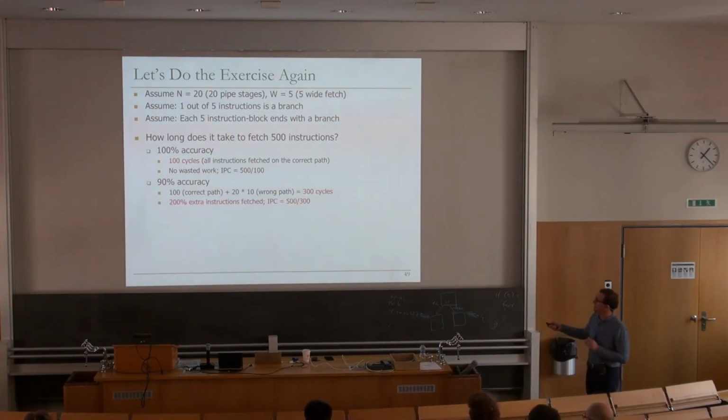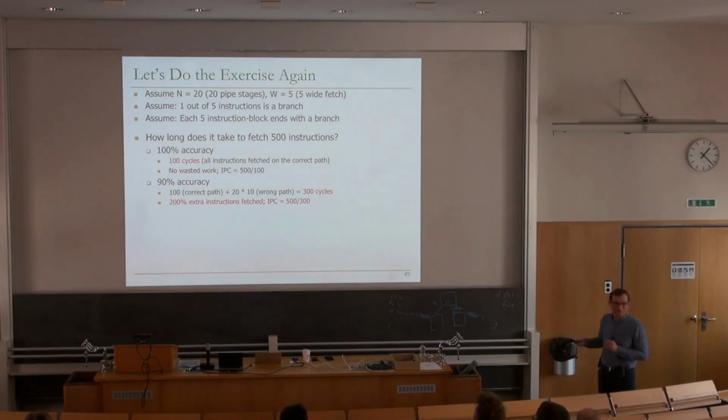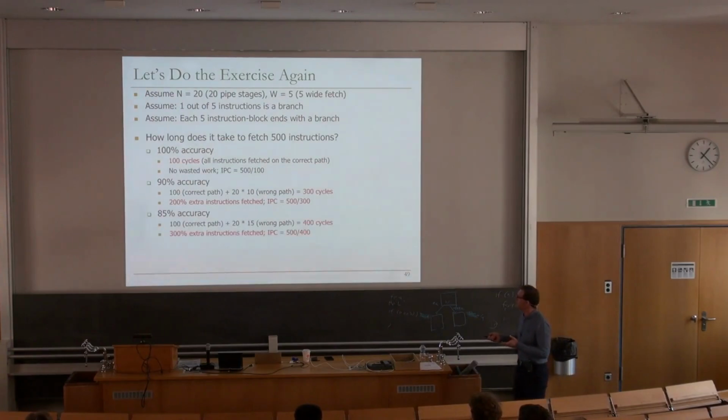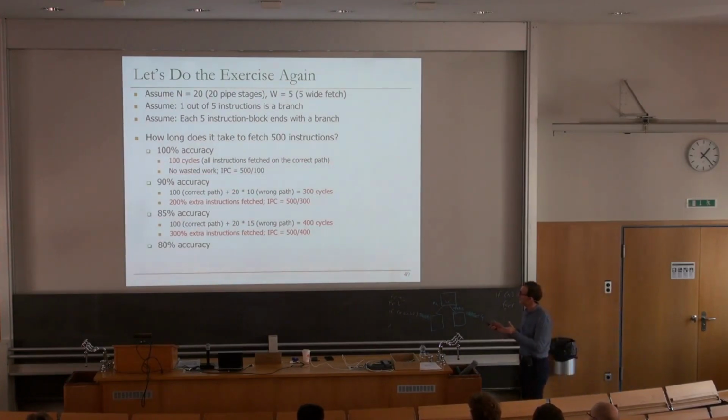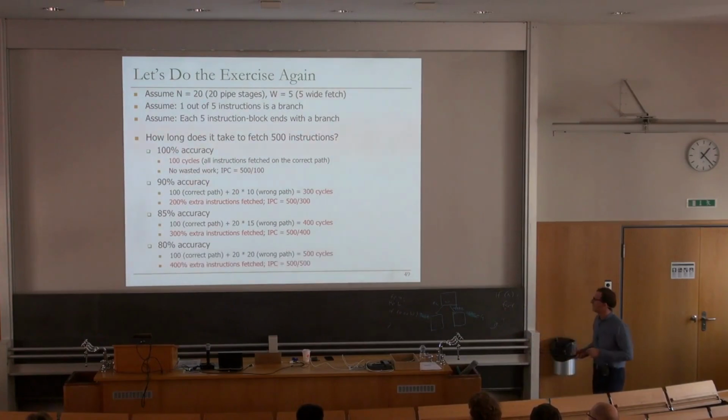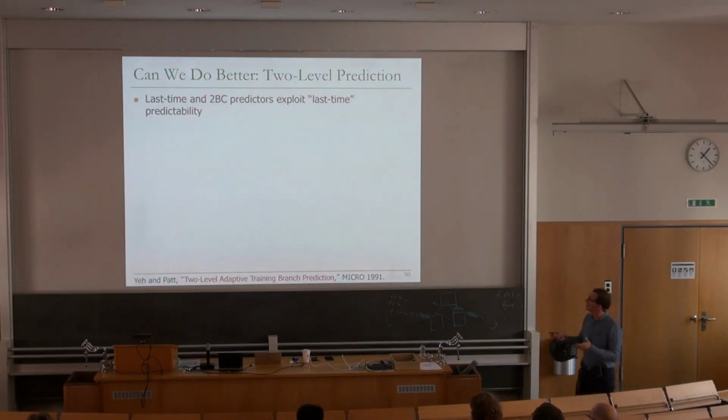So our IPC is still very small compared to 5. So 90% is not enough, clearly. And if you're 85%, that's even worse. As you can see, our IPC is 1.25 over here, and we wasted 300% extra instructions. And if you're 80%, actually in many programs, 80% is actually still pretty good with this predictor, and your IPC is basically 1. So 5 as opposed to 1. That's why people move to other things.